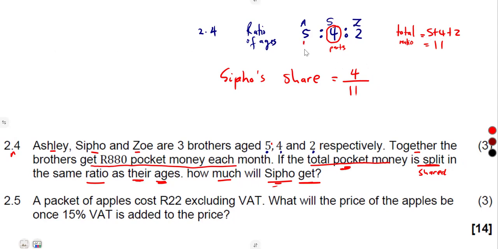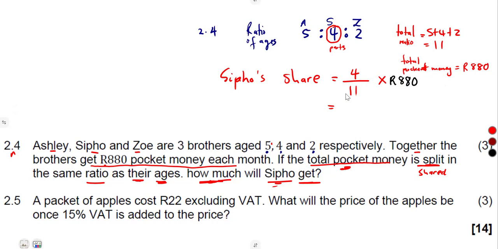If it was Ashley, 5 out of 11. But what is it now in terms of the amount, the money that was obtained? Because we are told how much of the total pocket money. So you multiply by the total of the pocket money, because we also have that total of the pocket money. We have that total 880. So you must multiply by the total of what they are sharing. They are sharing a total of 880 rand. So that was Sipho's share.